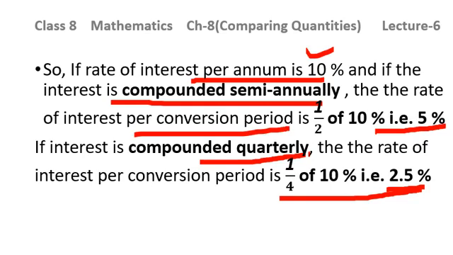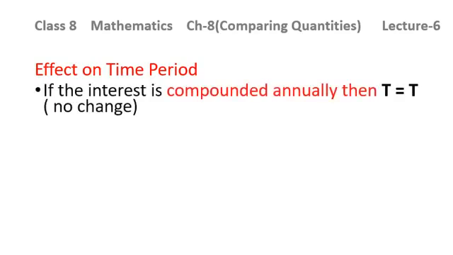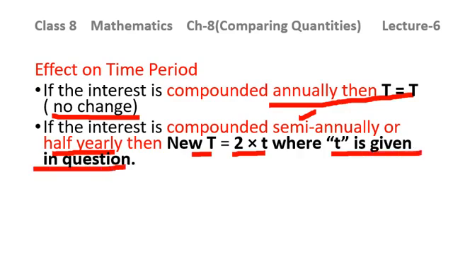Now we have talked about the rate. There should be some effect on the time period also. So let us see what will be the effect on the time period. If the interest is compounded annually, then there will be no change in the time period. It will remain as it is, whatsoever is given in the question. If the interest is compounded semi-annually or half yearly, then the new t, whatsoever you will be taking in the formula, will be twice of the t given to you in the question. You need to multiply the time given to you in the question to get the new time.